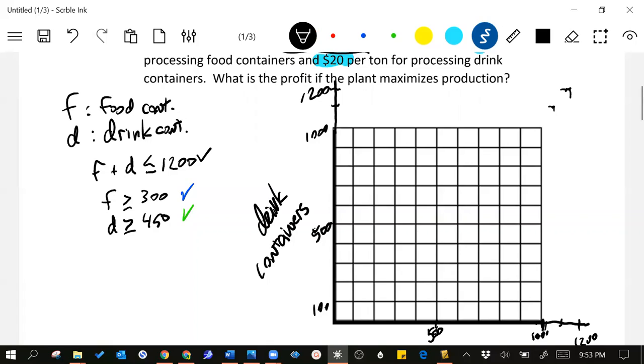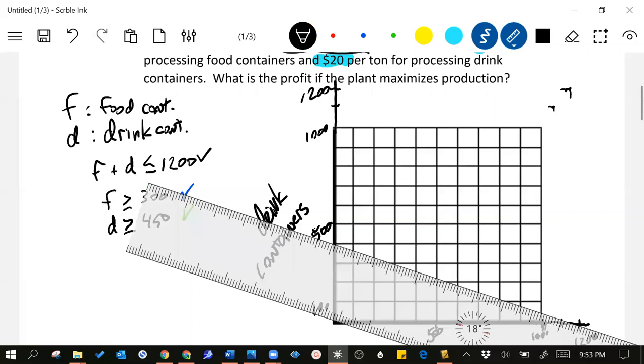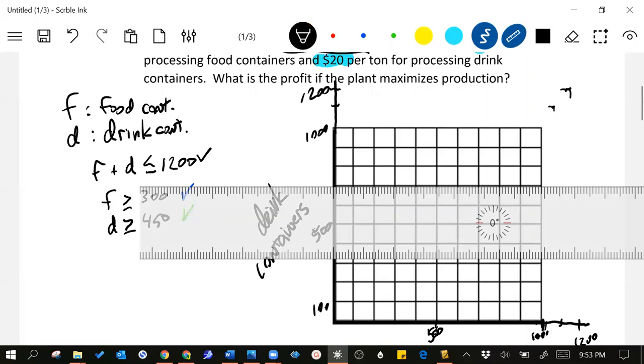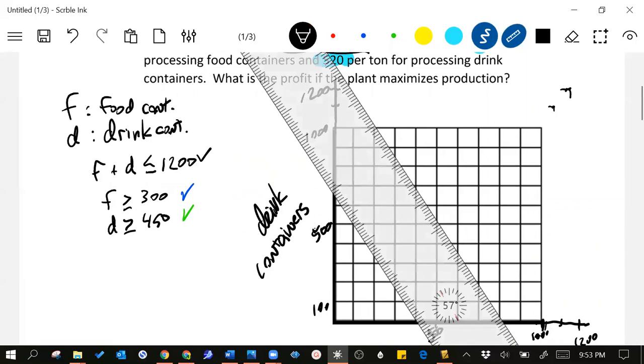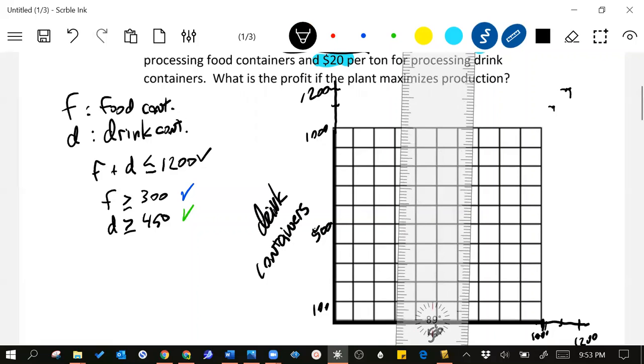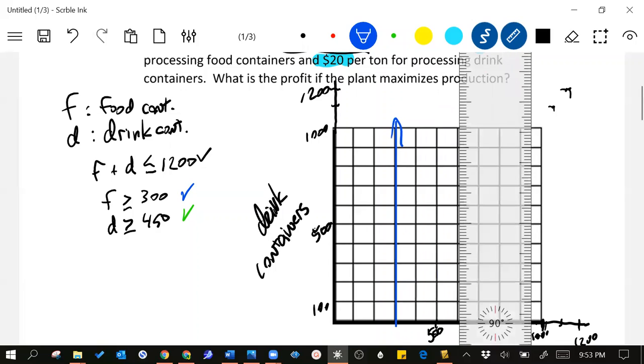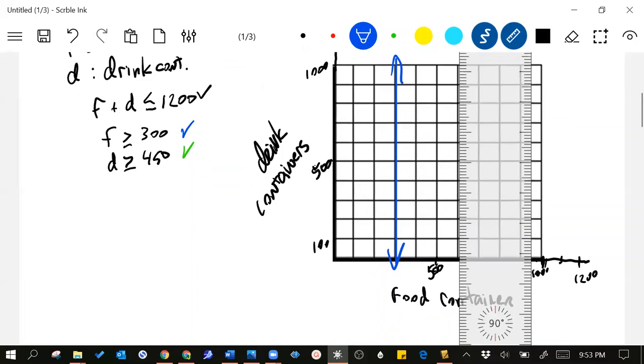Now let's use the ruler for the first 2 that are easy. So let's find the food at 300. 300's here. Go to 300, I'll draw a line there, and we know it's going to be greater than that. That's going to be the blue one. Arrow here and arrow here. And that one is F greater than or equal to 300.